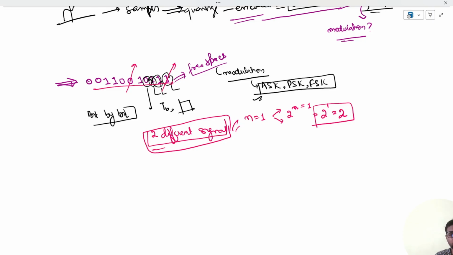There are only two different bits that are going to be transmitted, 1 or 0, and therefore we only require two different signals. So when we do bit by bit transmission, the scheme is known as the binary signaling scheme.